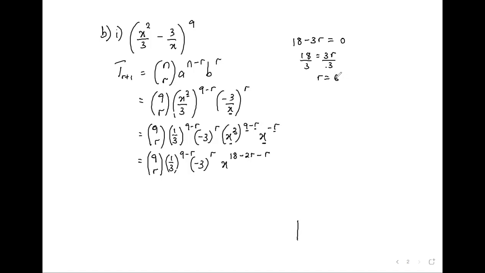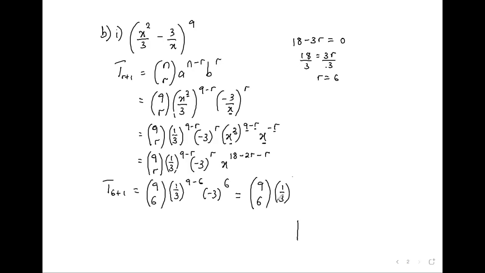Then you come back and say, oh, so the term 6 plus 1 is equal to 9C6, 1 over 3 to the power 9 minus 6, minus 3 to the power 6. Which is 9C6, 1 over 3 to the power 3, and the negative to the power 6 is just positive. So we have 3 to the power 6.